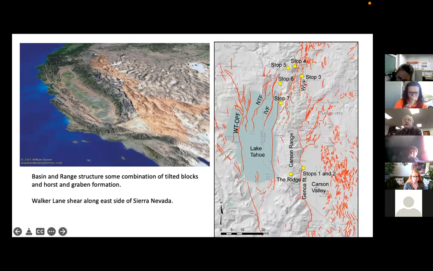So I just wanted to put up this map and give me a second. Let me turn the lights down in the front here.